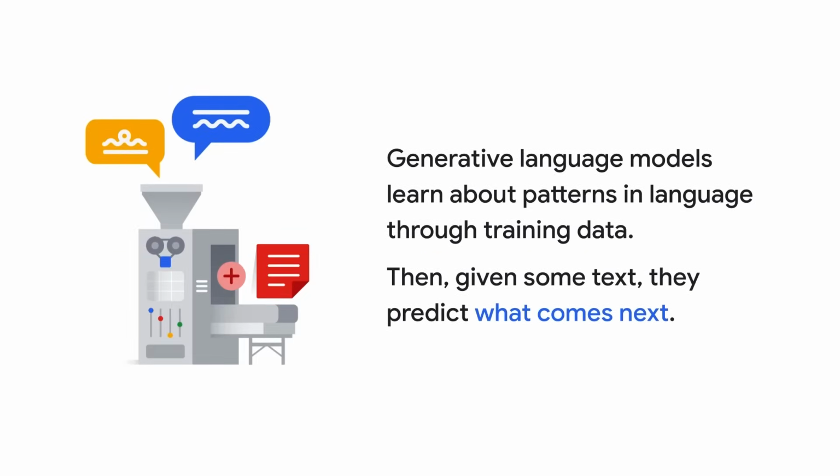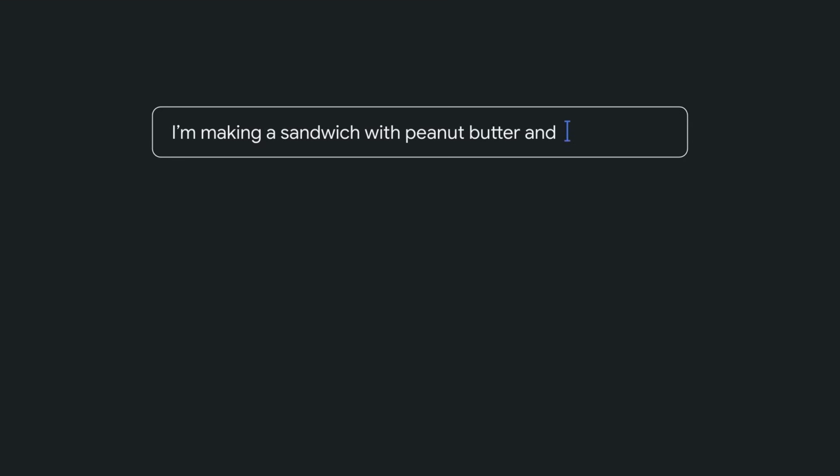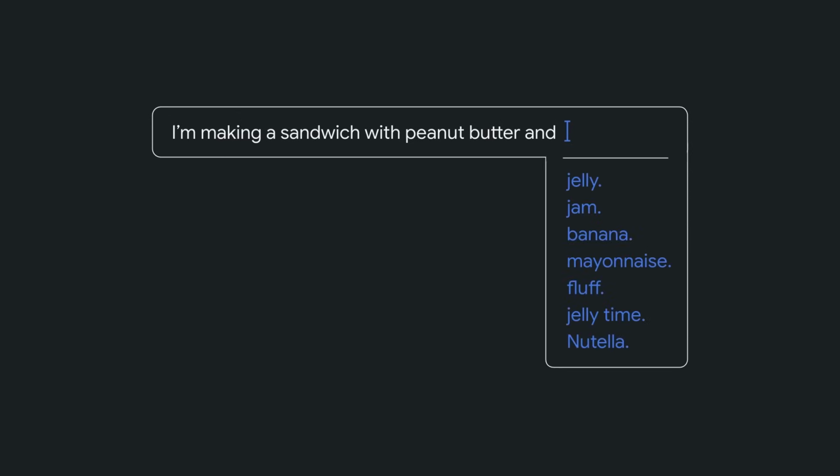We've stated that generative language models learn about patterns in language through training data. Then, given some text, they predict what comes next. Thus, generative language models are pattern matching systems. They learn about patterns based on the data you provide. Here is an example. Based on things it's learned from its training data, it offers predictions of how to complete this sentence. I'm making a sandwich with peanut butter and jelly.